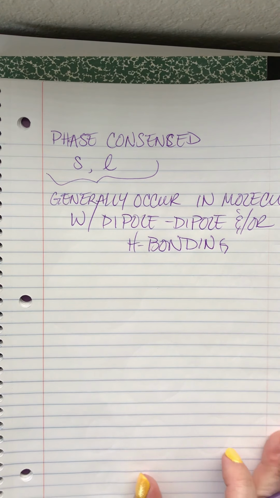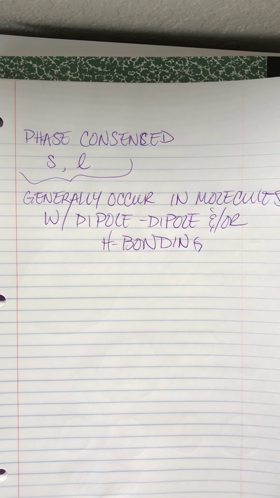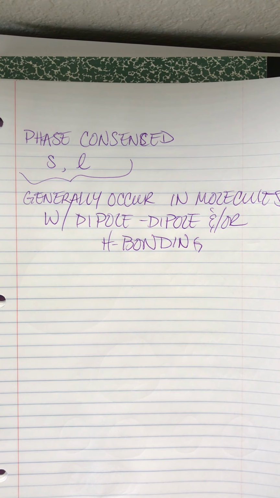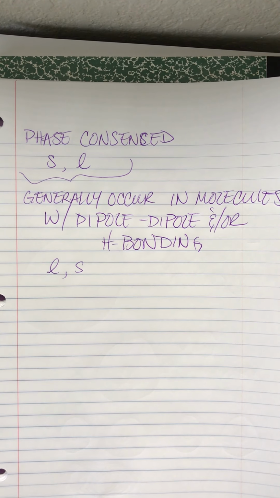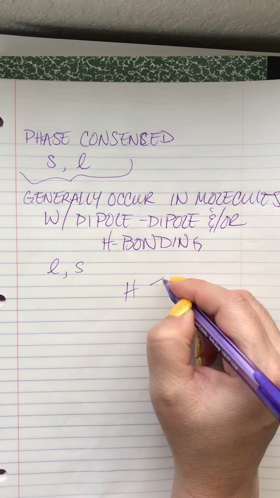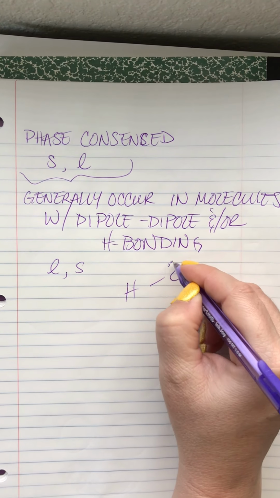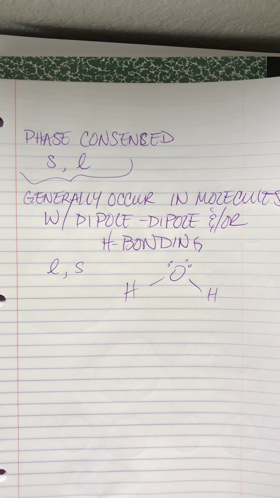Right? So if you have dipole-dipole or hydrogen bonding, then often the natural state that you find yourself in would be a liquid or a solid. For example, when we were talking about water, water is a polar molecule, and we know that it's a liquid at room temperature. It's a liquid at room temperature because it likes to stick to itself.